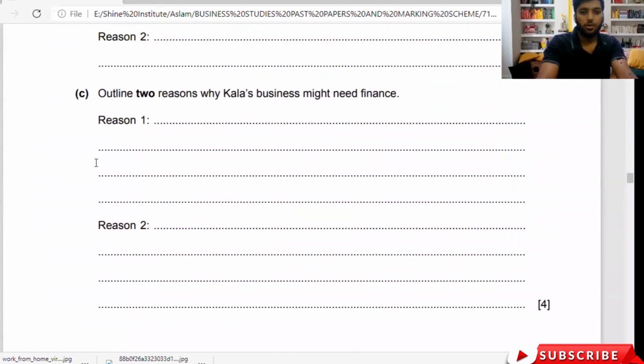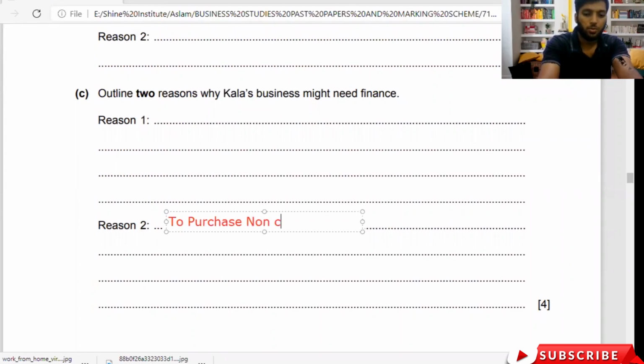Reason 2. What might be the reason why Kala needs finance to purchase? We can say to advertise, or you can also say to purchase non-current assets. Why does a business need non-current assets? Because if they can buy the non-current asset at a certain specified time, some people, what they do is they keep the business money safe in the locker.